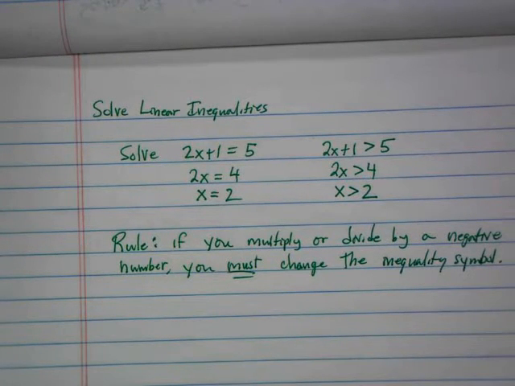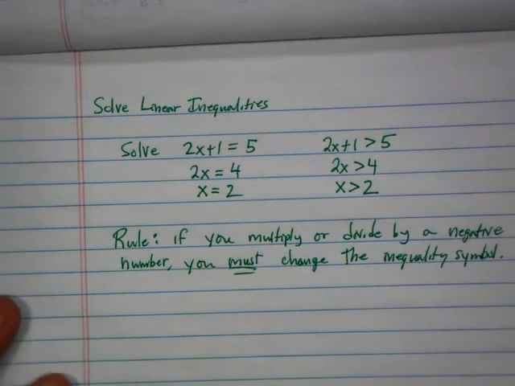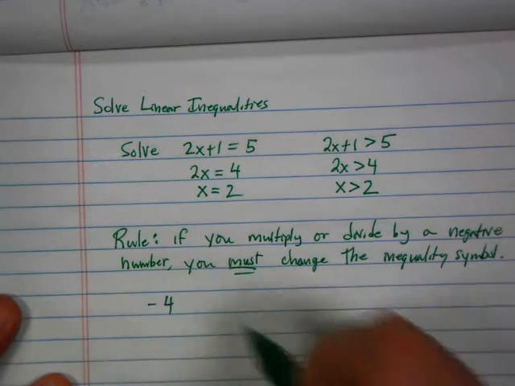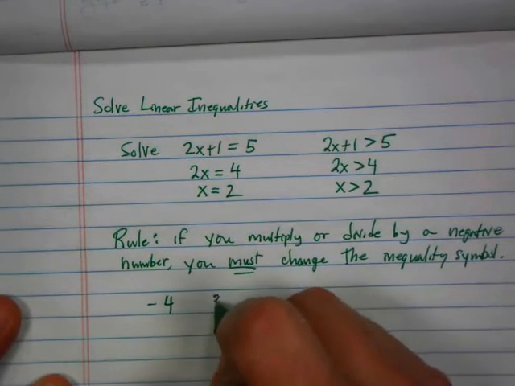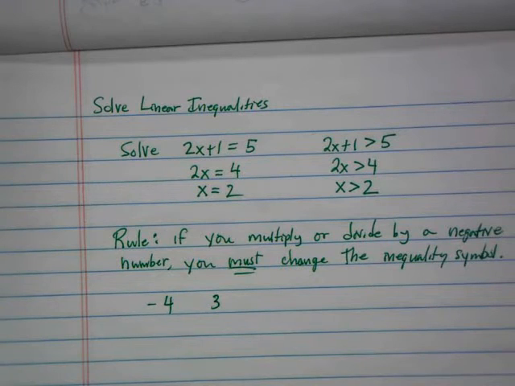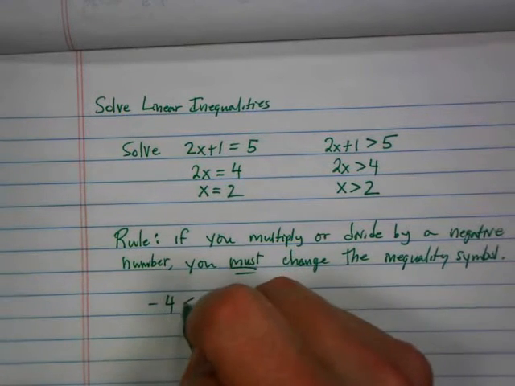So that's the only different rule. And let's talk about why you have to do that. Give me two numbers. -4 and 3. If I were to write down the numbers -4 and 3, what kind of symbol would I put in between them? Less than. -4 is less than 3.